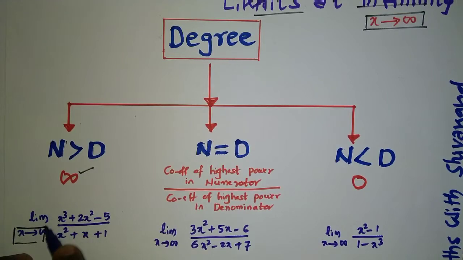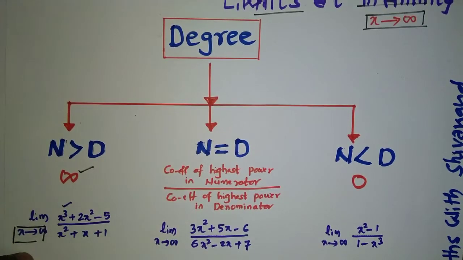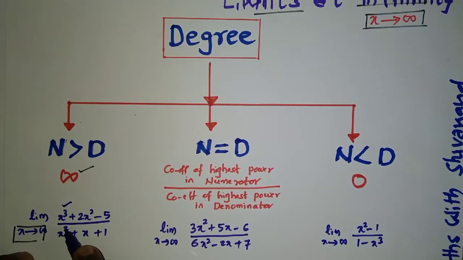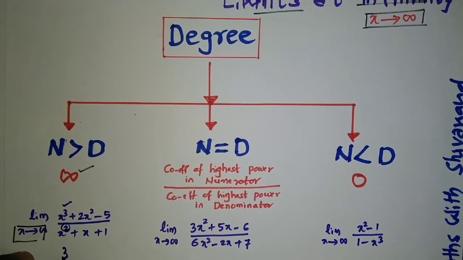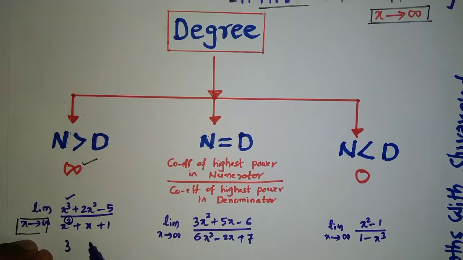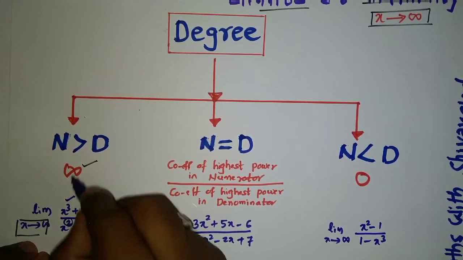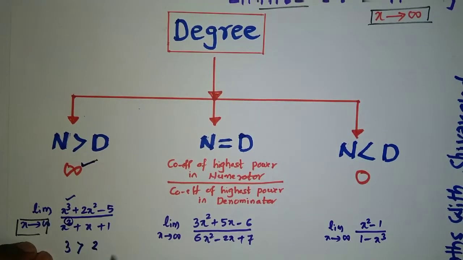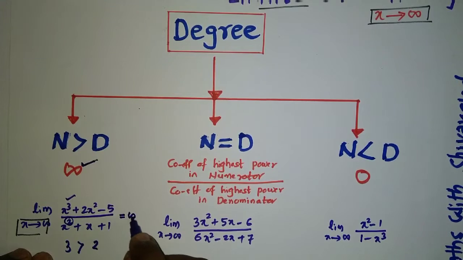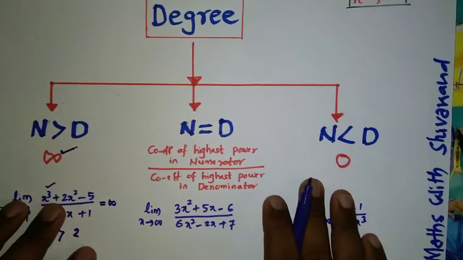Look at an example here. The degree of the polynomial in the numerator is 3. In the denominator, the degree of the polynomial is 2. So the numerator degree is 3 and the denominator degree is 2. So 3 is greater than 2. In such a case, your answer is infinity.